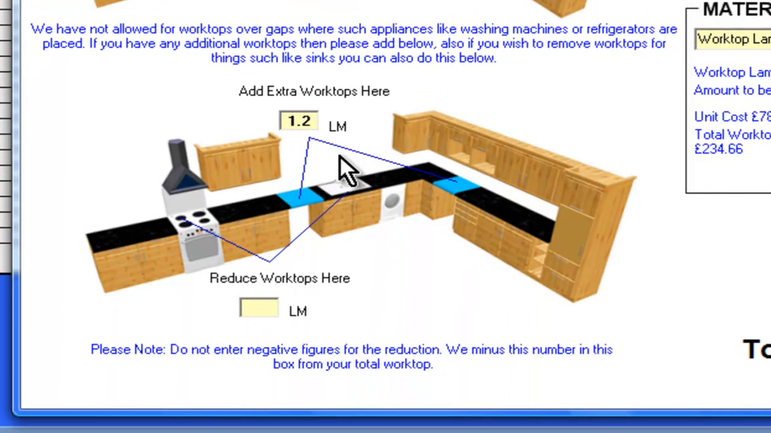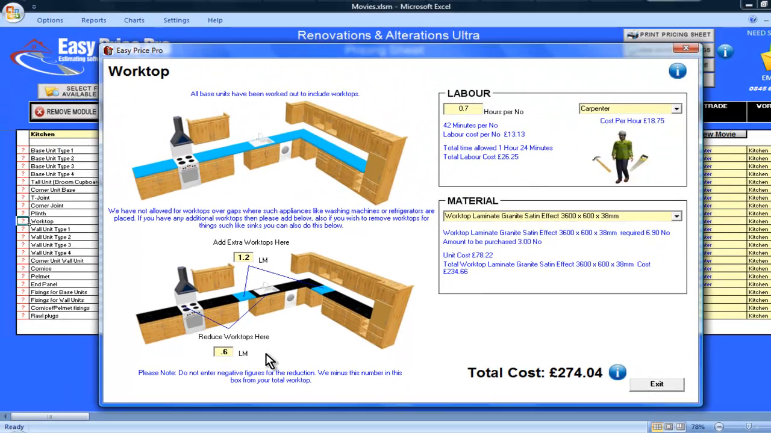The diagram below allows me to enter any deductions to the worktop that need to be made. For example, if you are having a full sink, you would need to deduct the worktop that had been allowed for the base unit that was housing it. I'll enter 0.6 linear metres. Even though this is a deduction, I do not need to enter this number in a minus format.